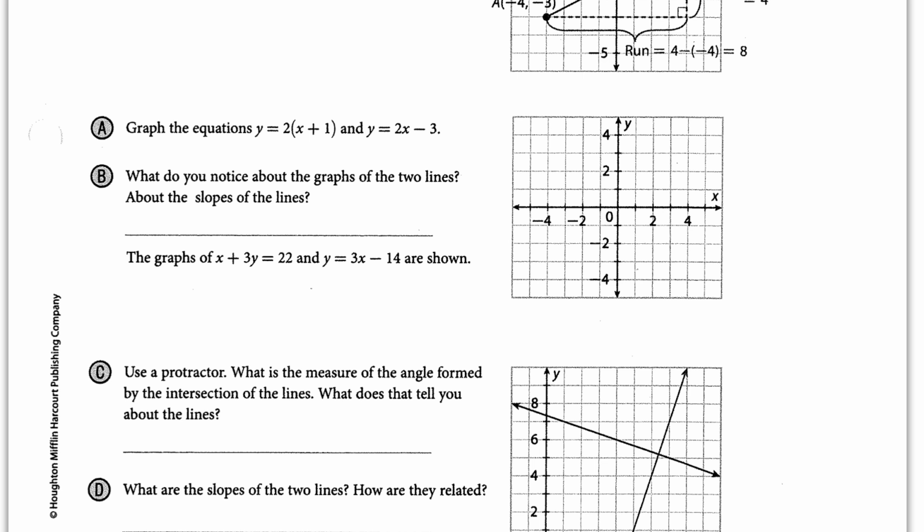Part A says graph the equation y equals 2 times x plus 1 and y equals 2x minus 3. We can think of the first line as a line with a slope of 2 and a shift of 1, or we can rewrite it in slope-intercept form. We'll start at 1 and go up 2/1. For the second line, we will start at -3 and go up 2/1.